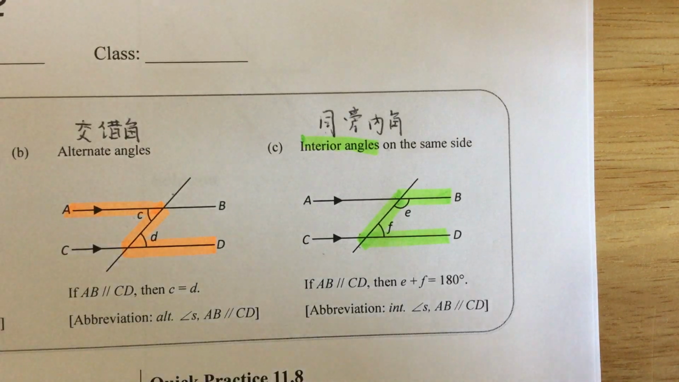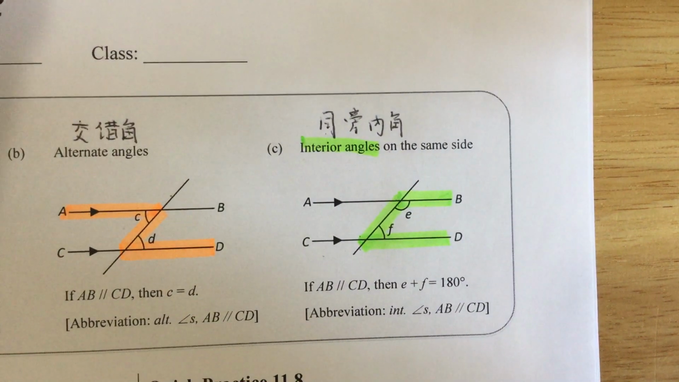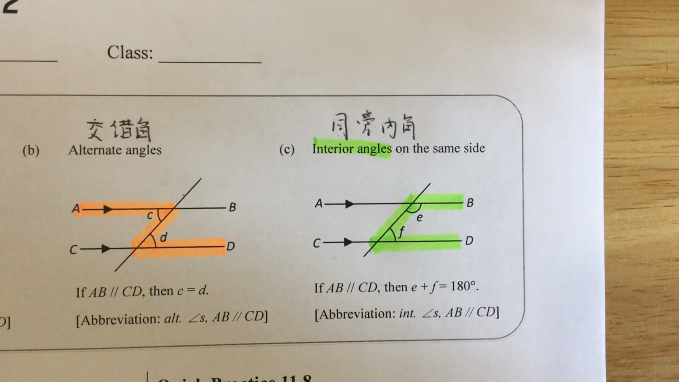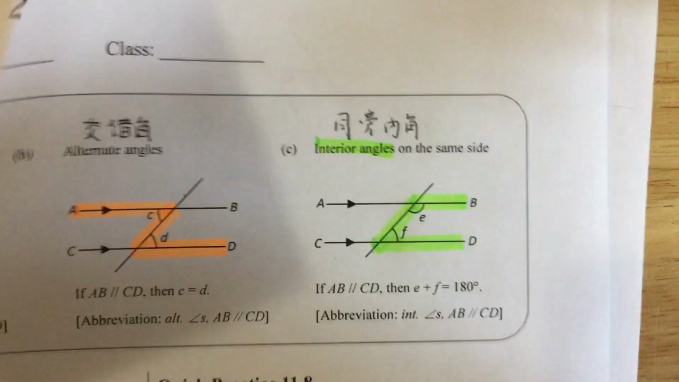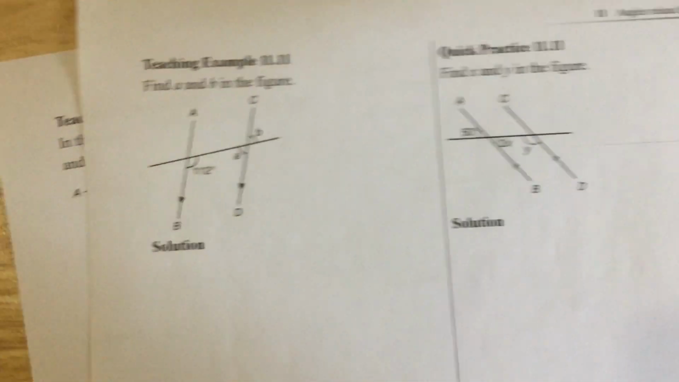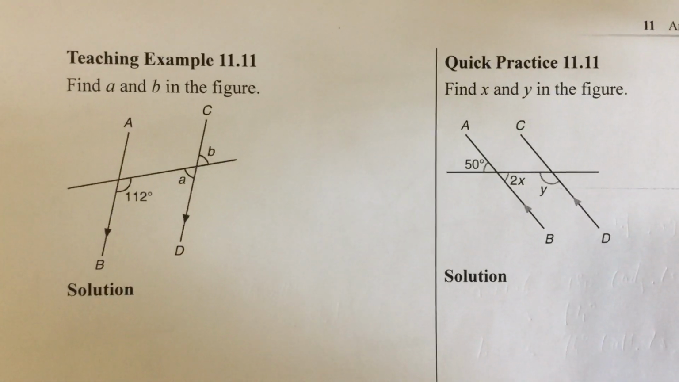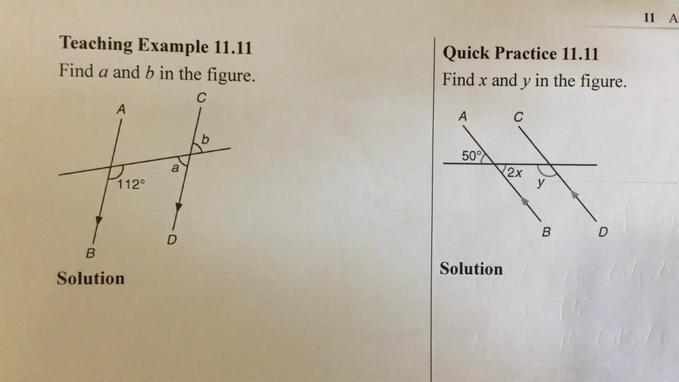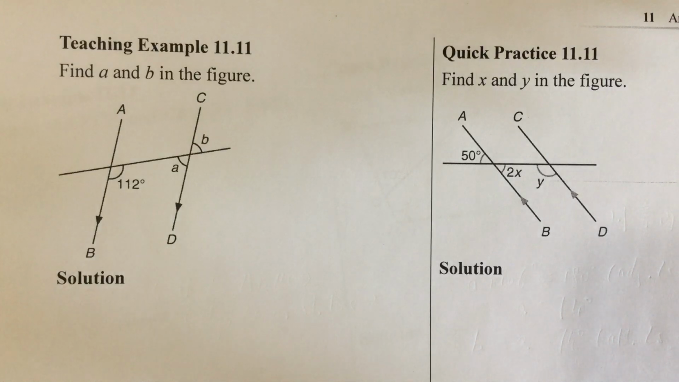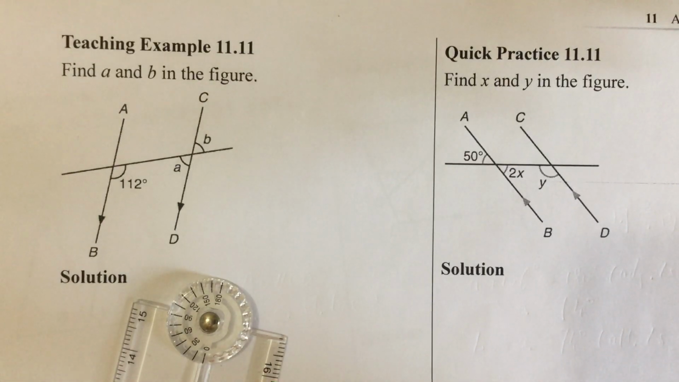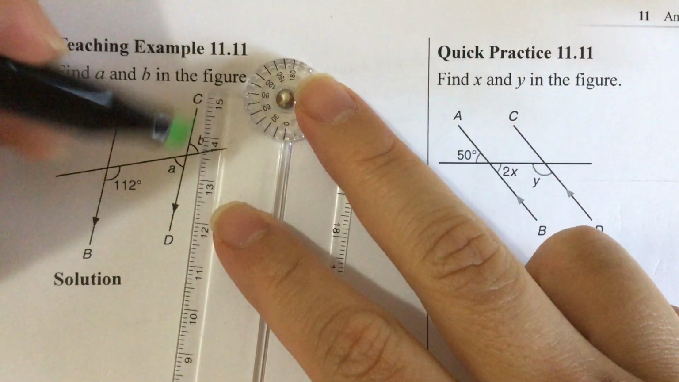Okay, now let's look at the example, so you can understand the question immediately. Let's look at teaching example 11.1. We are going to find out the value of A and B. So what can we do? First of all, we draw the C. You can see this is a C that we are going to have.